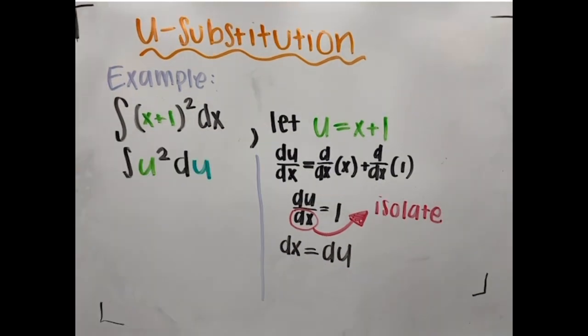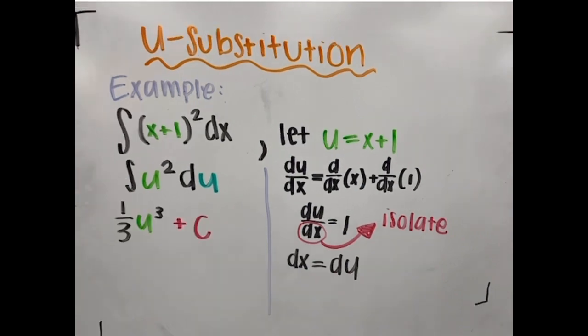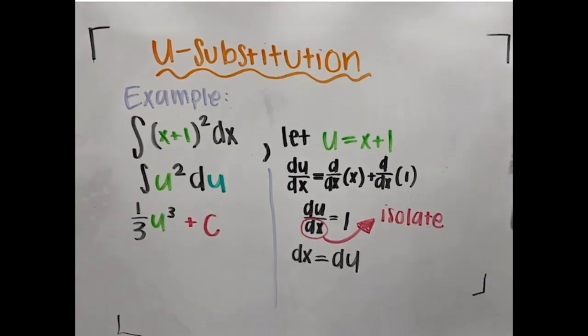Now that we have isolated dx, we substitute the u's into the original equation, giving us the antiderivative of u squared du. Make sure to also substitute the dx for du. Next, you find the antiderivative of the equation. We got this number by adding 1 to the exponent and bringing the inverse of that exponent to the front. Make sure you add in the constant c.